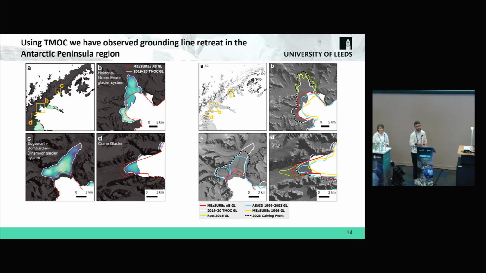And a similar story in Larsen A and on Edgeworth Glacier. I've included Crane here as well, because Crane Glacier is quite interesting. It seemed like it may have retreated and then re-advanced later, which would make sense because it was thickening and slowing in this time. Since these measurements were done, there's been a large loss of sea ice and retreat of glaciers in this area. And our results show that that's largely on floating ice, thanks to these new grounding line measurements. So this is helping us to interpret and understand observations that we've been making on the peninsula.